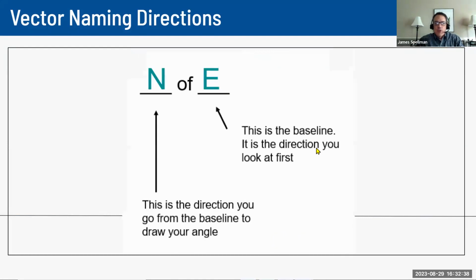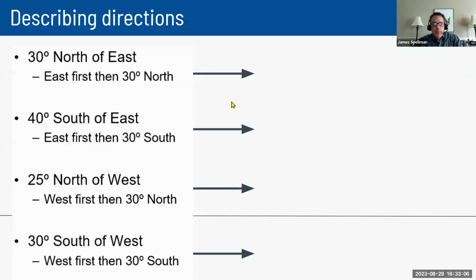So typically we're going to have two directions in our vector direction. And the first thing tells us the direction we go from. And the last direction we give is kind of our baseline. This is the direction we're looking at first. So if we say 15 degrees north of east, I kind of want to start on the east direction, and then I'm going to move to the north. So north of east tells us which way to go with that.